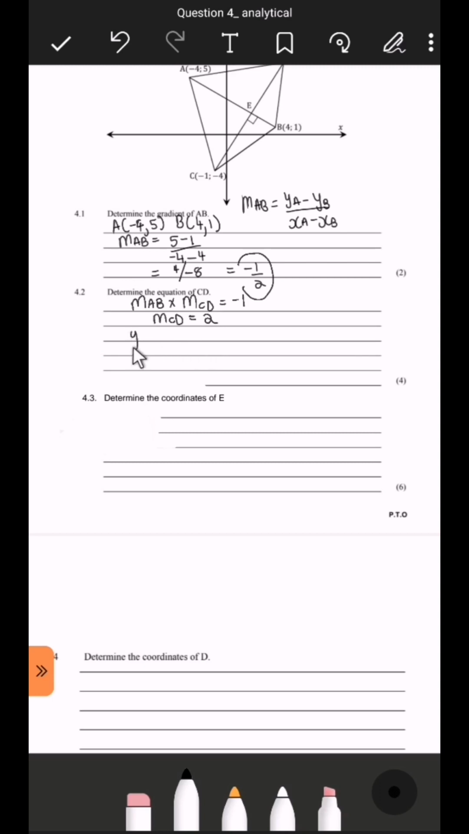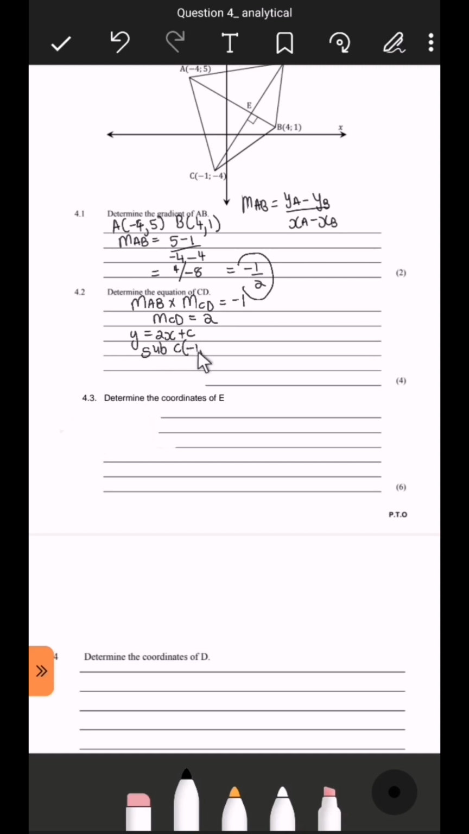Then we are just going to write down the normal y equals mx plus c linear function, substituting in the m since we already have it. Then after that, you substitute any point on the particular line. In this case, the only one that we have in terms of coordinates is C. You need to detail out for your marker that we're substituting C.